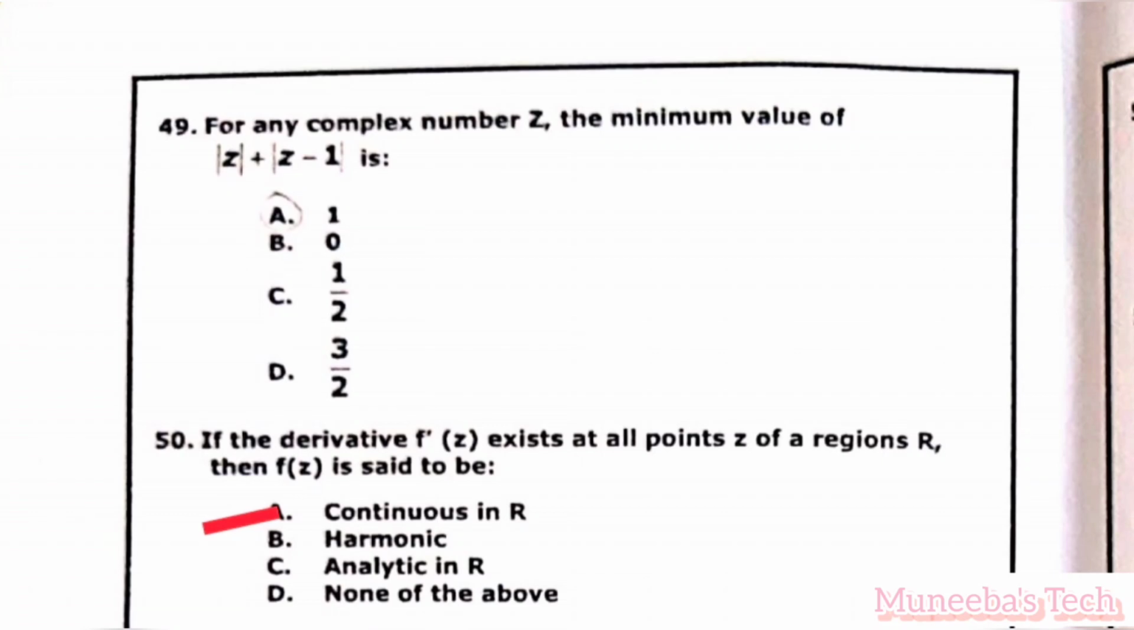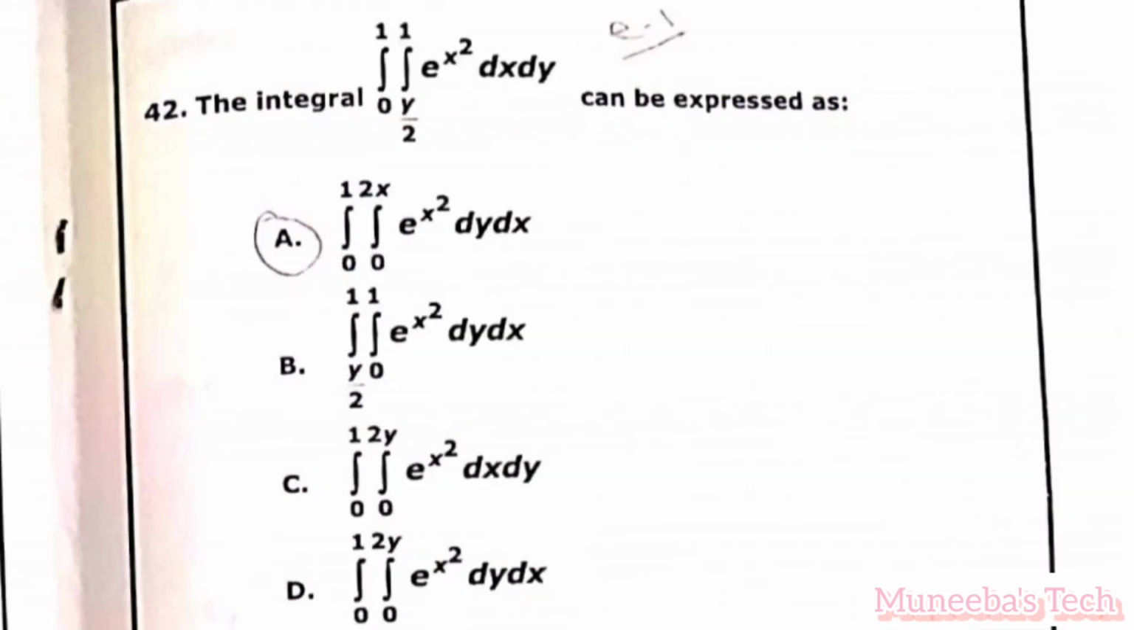Question 49, for any complex number z, the minimum value of absolute value of z plus absolute value of z minus 1 is, we have to check the minimum value. So the minimum value of this question is 1. Question 50, if the derivative exists at all the points z of a region R, then f of z is said to be continuous in R.